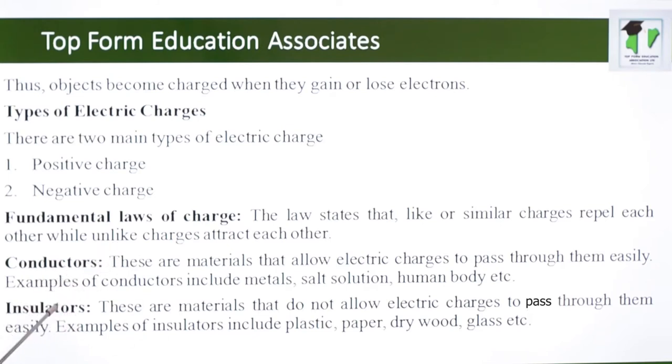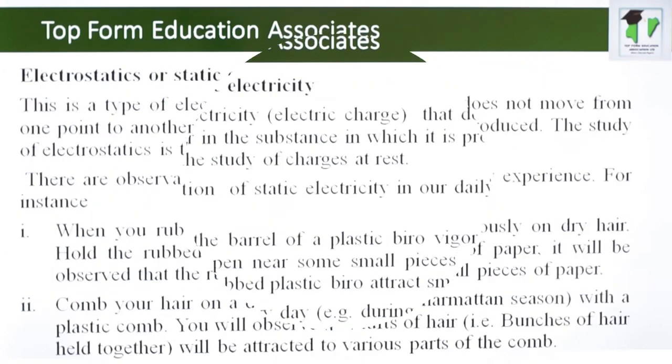Next is insulators. These are materials that do not allow electric charges to pass through them easily. Examples of insulators include plastic, paper, dry wood, glass, and so on. So these are examples of insulators.